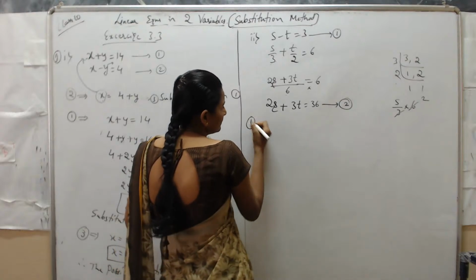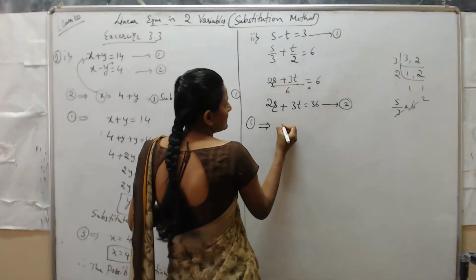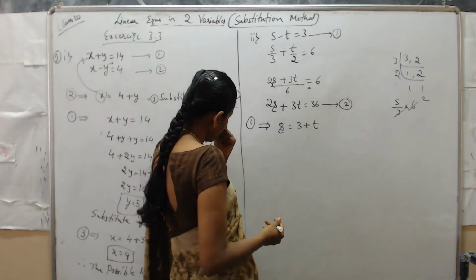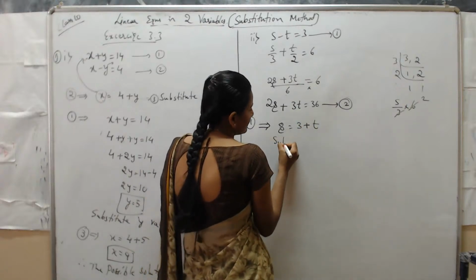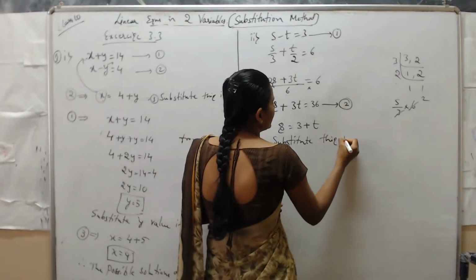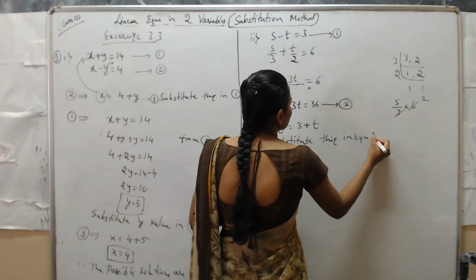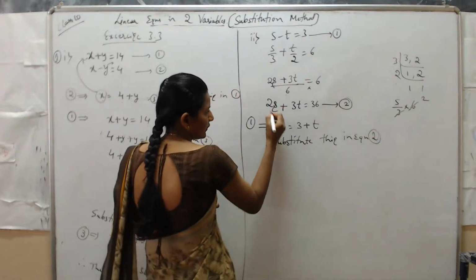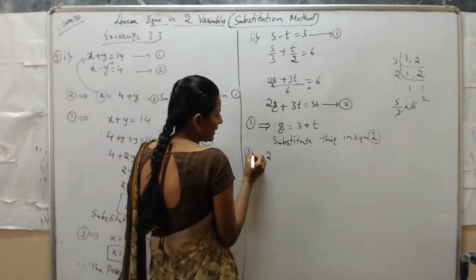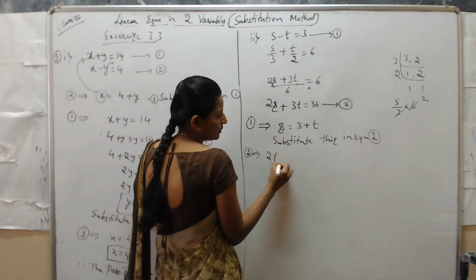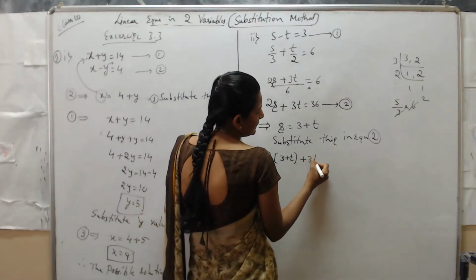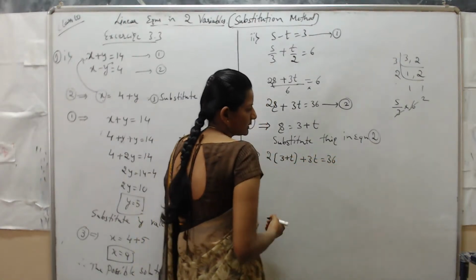So equation 1 implies S is equal to what? 3 plus t. S is equal to 3 plus t. Substitute this in equation 2. In equation 2, what is the value of S here? 3 plus t. So equation 2 implies 2 into S, that is 3 plus t, plus 3t is equal to 36.